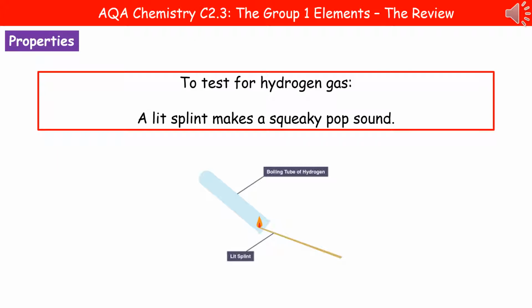Now, obviously in the experiment there, we made a gas because that's what's causing all the fizzing around the surface of the metal and making it zip around on the surface. And in our equation, we've said it's hydrogen, but as always in science, we need to be able to test this and prove it. So the gas test you need to remember to prove that the gas is hydrogen is that you collect it in a tube, and then when you place a lit splint inside, it makes a squeaky pop sound.